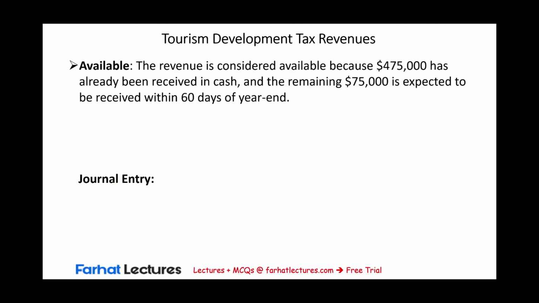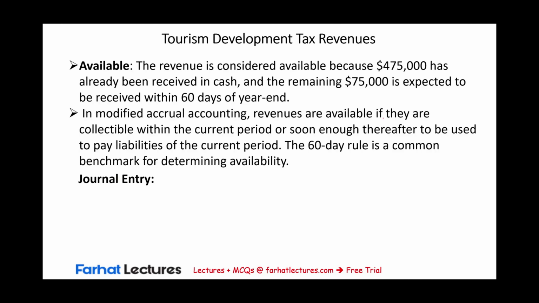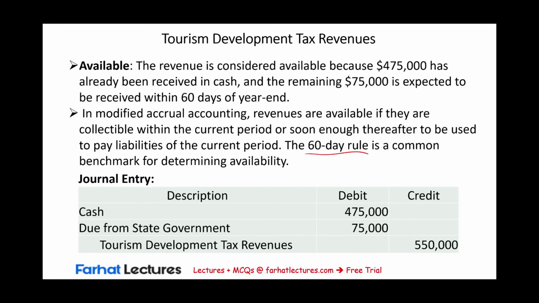Let's take a look at the revenue. For the revenue under modified accrual, as we mentioned, if they are collectible within the current period or soon enough after to pay the liabilities, usually the 60-day rule is a common benchmark, we can record them. So let's record the revenue. Cash, $475,000, due from the state government, which means they promised this much, they paid this much, so we have a receivable, which is called due from. Due from is the same thing as an account receivable, but in governmental accounting, we use more due from and due to when we have a payable. So this is the entry for the revenue.